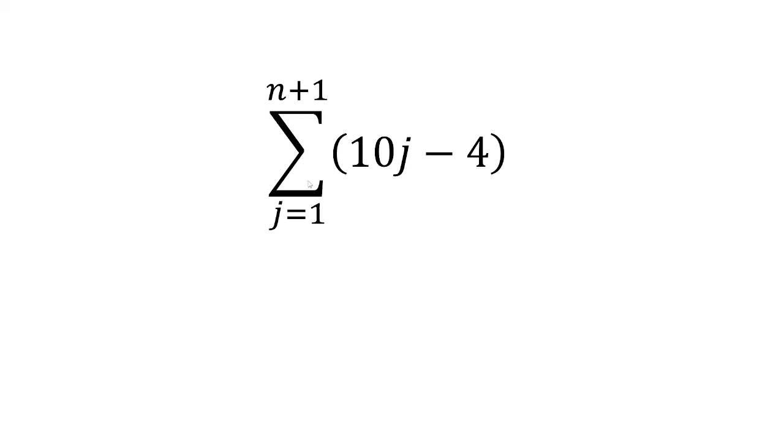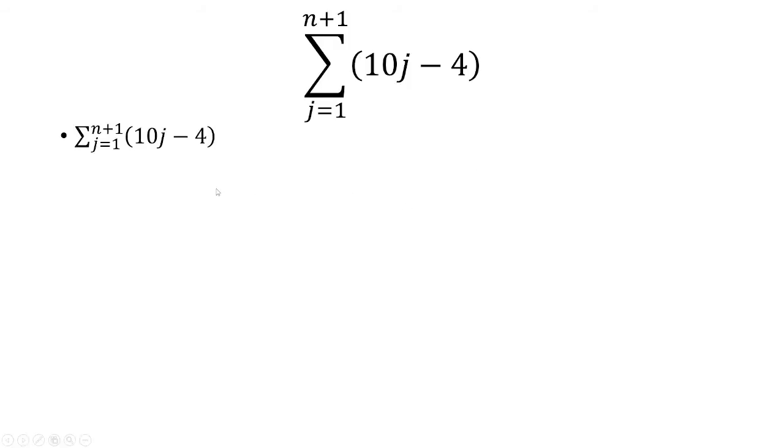In this video, we want to find the sum from j equals 1 to n+1 of 10j minus 4. So let's break this summation into its two separate summations, and we're going to break it up based off the subtraction here. Now the second step is to factor out the constant. So the first one is a 10 and the second one is a 4.